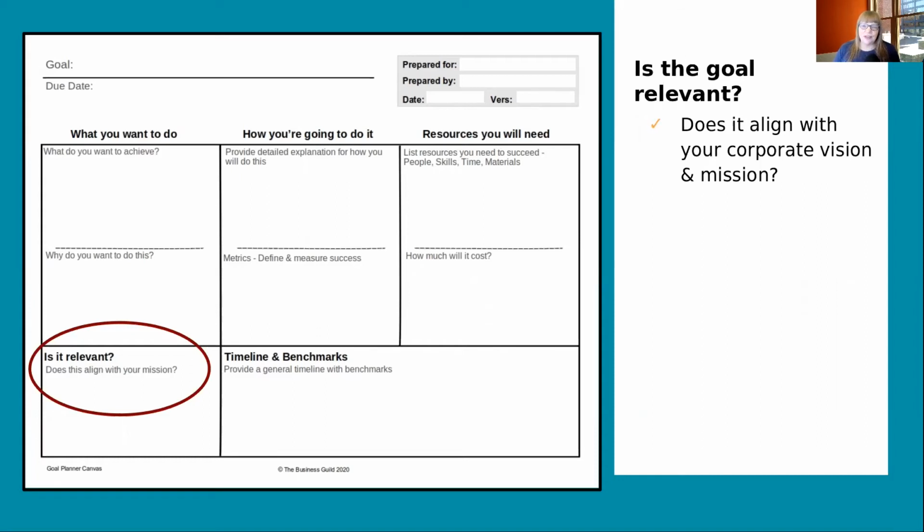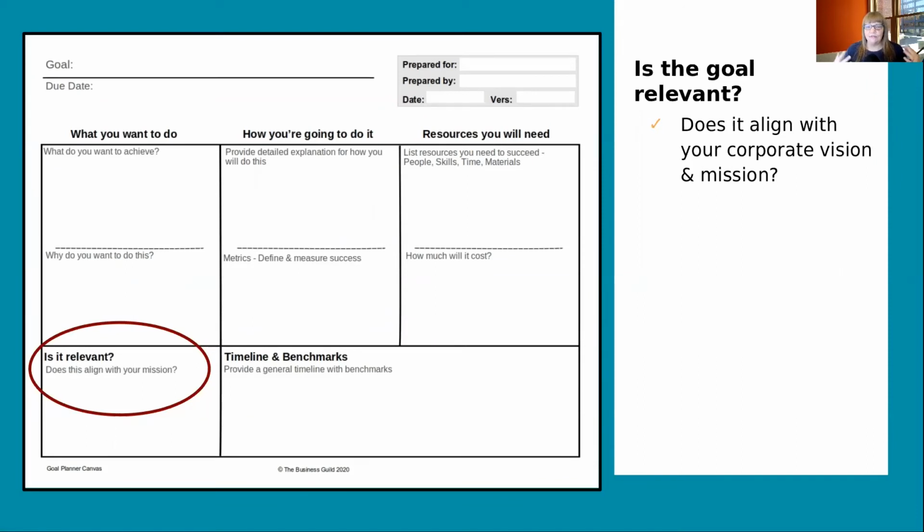Relevance. This one's another one that people forget about, but it is a key component of the SMART goals. It's the R. I mean, you can't have SMART without relevance, right? So you might have a fantastic idea with a wide application, but if the goal is not relevant to your company's mission, why are you doing it? This is not a ridiculous question.